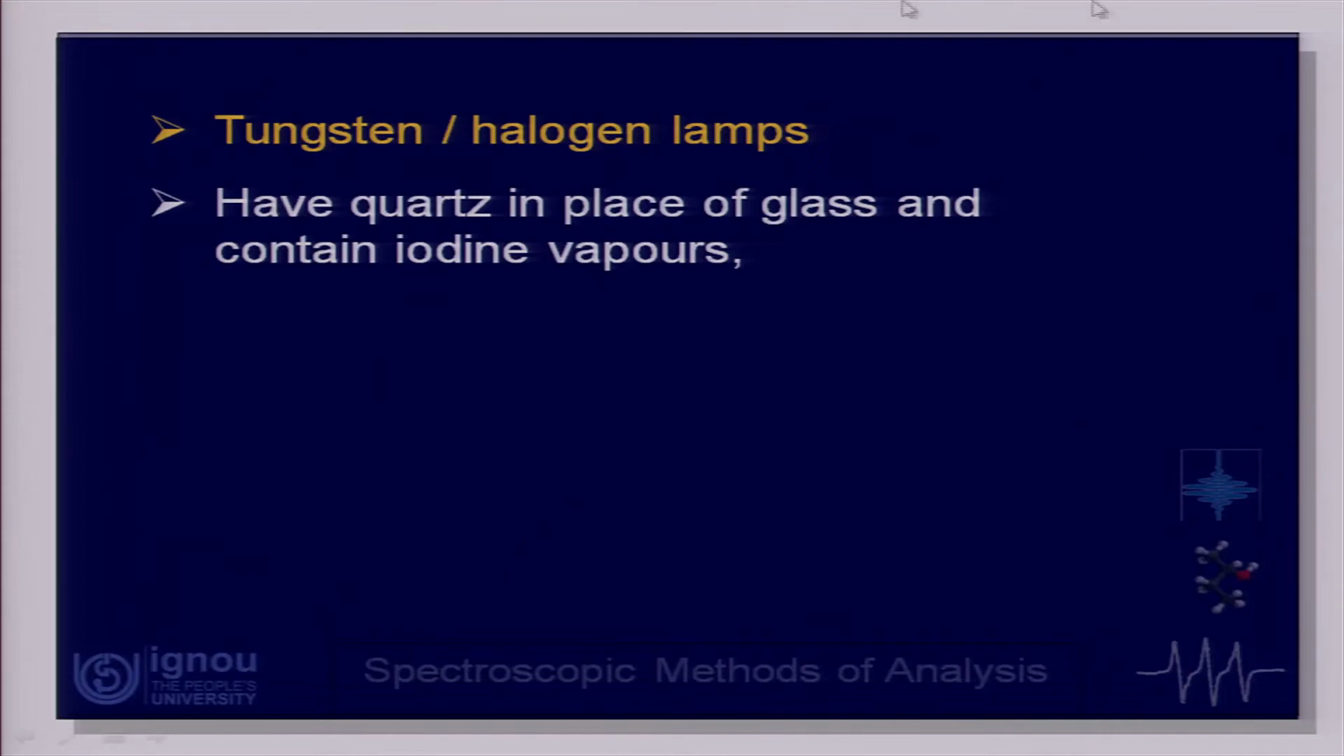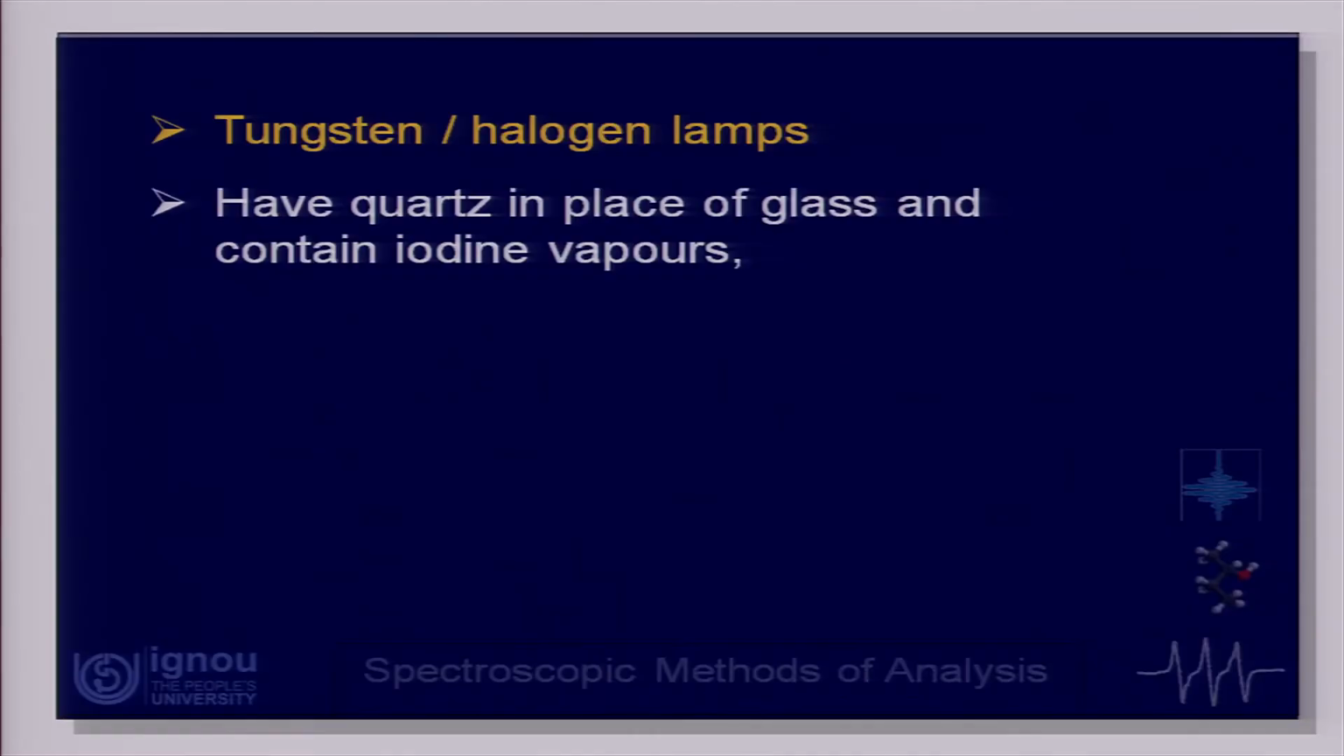However, nowadays we are not using tungsten lamps per se, though they are relatively cheaper, but we are now using what is called a tungsten halogen lamp. This is an improvised or modified version of the tungsten lamp. The structure is similar, but the tubing, which was made of glass in the case of the tungsten lamp, is made of quartz, number one. Number two, it also contains a certain amount of iodine vapors.